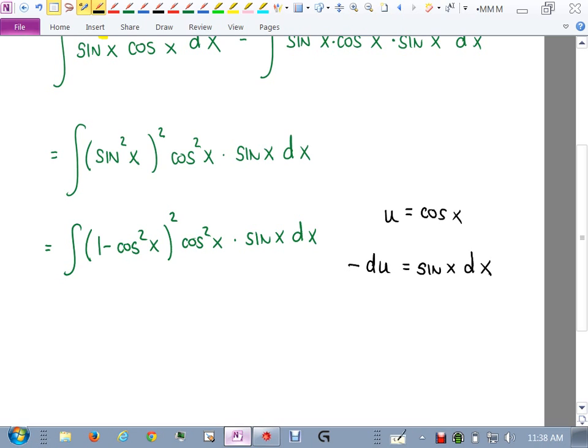You could, but you're going to run into some issues because this isn't negative cosine, so you'd have to start including your negatives in here. The fact that it's squared may not matter, but I would stay away from that, just because it's easier to just, at the end of it all, change it and bring a negative 1 out of the whole integral.